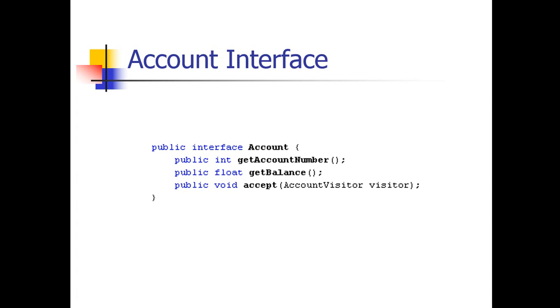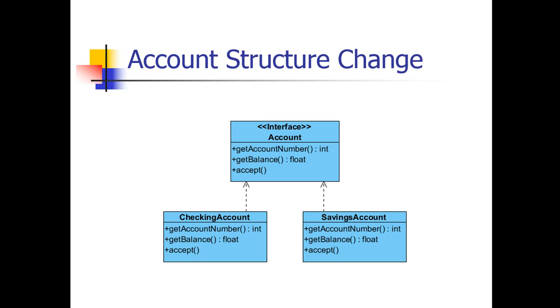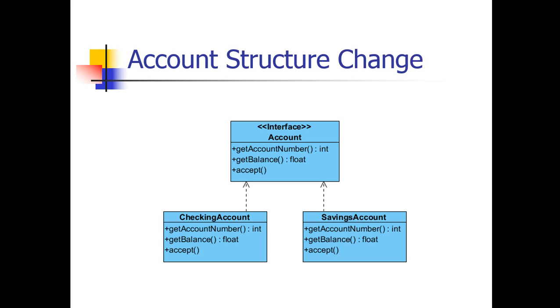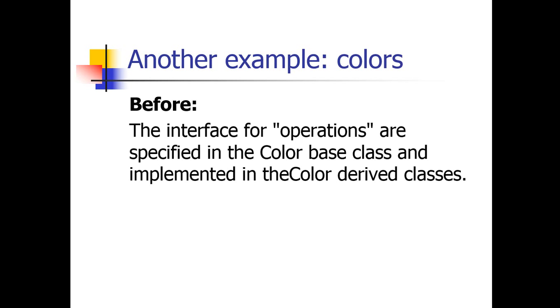And remember, this is inheritance. So account visitor is the parent class of the actual visitors. It is a non-concrete class. And accept can be called with either the checking account or the savings account. So in the case of a checking account, it'll obviously call it with the checking account. In the case of a savings account, it'll call it with the savings account. And then we'll get the correct accept calls down here.